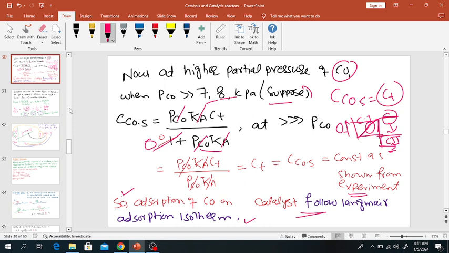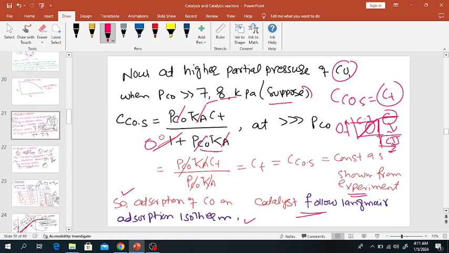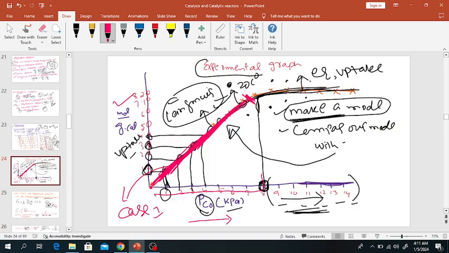So go to the experimental graph and check it at 8 and 9 kilopascal. Here at 8, 9, 10 kilopascal, the adsorbent uptake or the catalyst uptake is constant. Here you can see the uptake is constant. This yellow one, the catalyst uptake is constant. This is constant, 8 mole per gram. So here the catalyst uptake is constant.